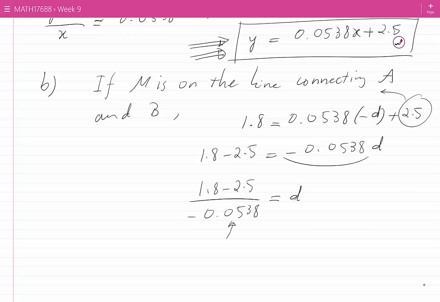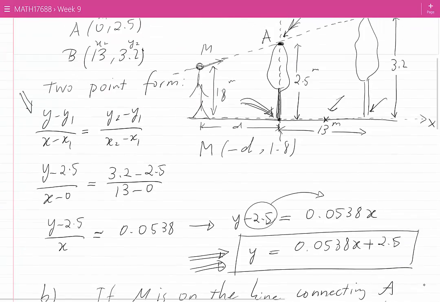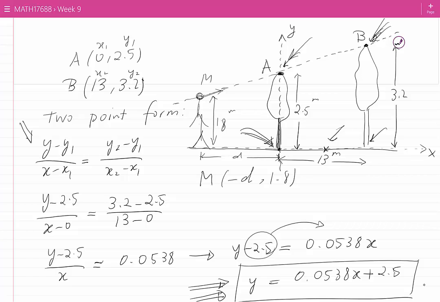If we use our calculators, we see that D is approximately equal to 13 meters. Therefore, if a person of height 1.8 wants to see the top of the two trees aligned with his point of view, then he would have to stay 13 meters behind the smaller tree.